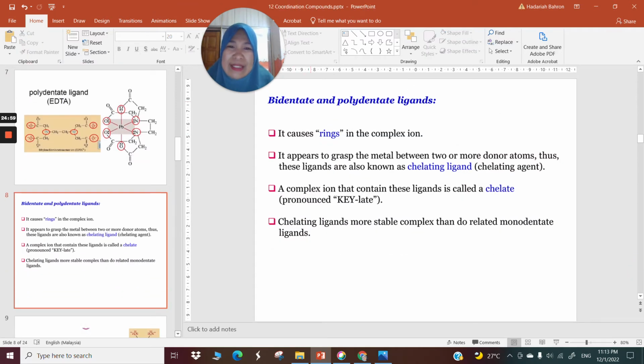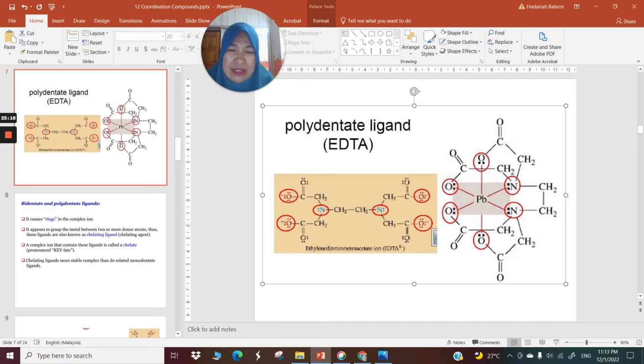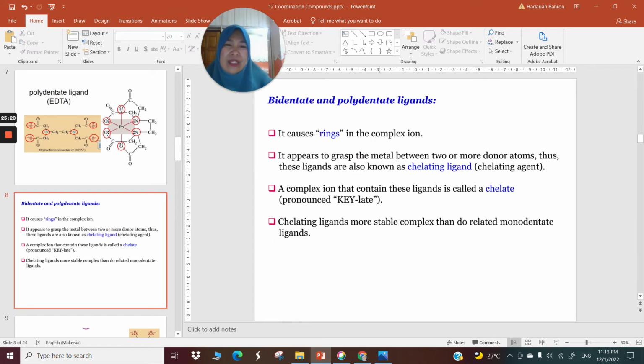Now, when we talk about bidentate and polydentate ligand, usually those bidentate and polydentate ligand cause rings in the complex ion. What do I mean by rings? Look at this. There is one ring here. Can you see? There's another ring there. There's another ring and many rings. Yeah, when you have polydentate. What is the significance of ring? Ring means stability. Ring will increase the stability of that particular substance.